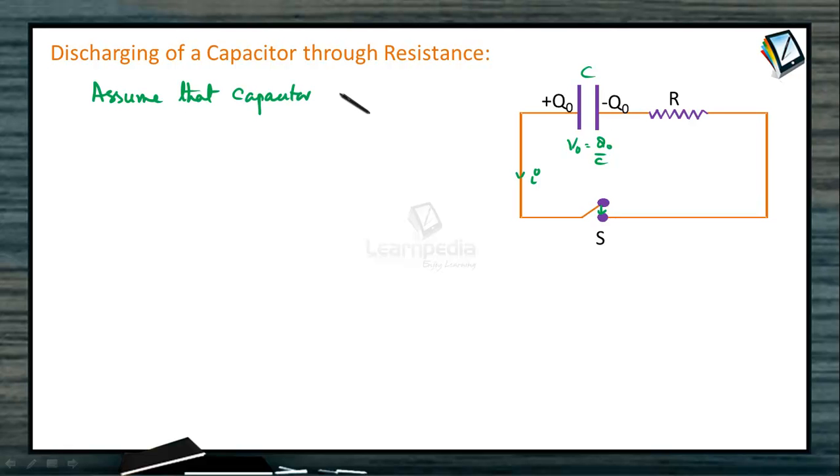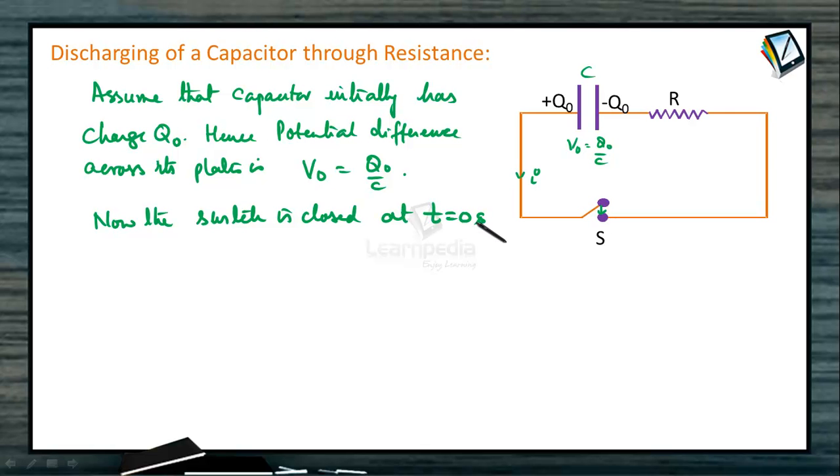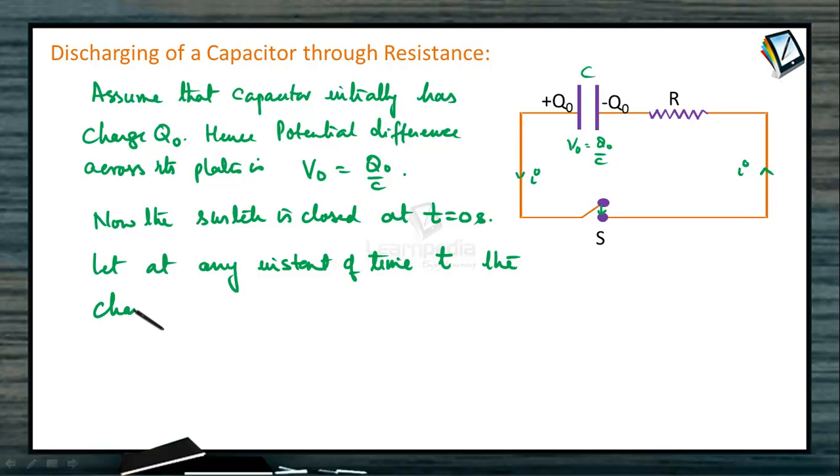Assuming that the capacitor initially has charge Q0, the potential difference across its plates is V0 equal to Q0 by C. Now the switch is closed at t equal to 0 seconds. The charge will start flowing through this resistor. The current flowing in the circuit is I. Let at any instant of time t, the charge on the capacitor be Q and the current in the circuit be I.